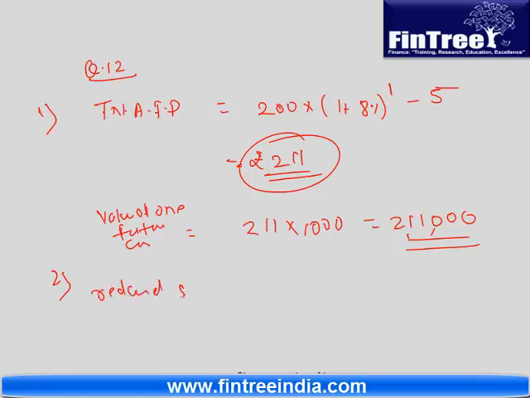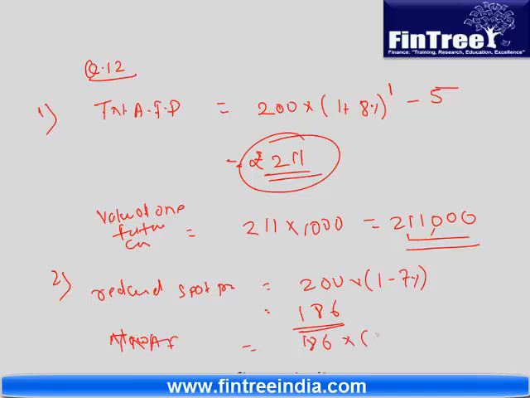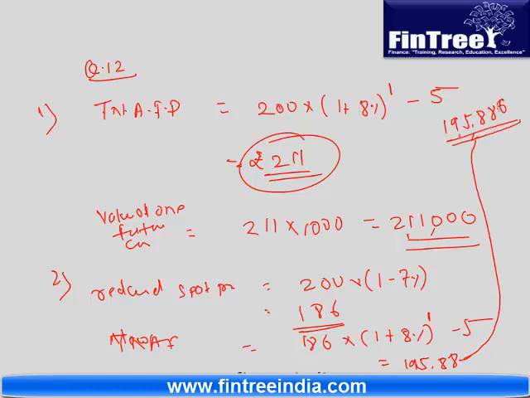So now what you'd say in step 2 is, now reduced spot price is equal to 200 into 1 minus 7%, which is 186. Then new theoretical no arbitrage forward price, 186 into 1 plus 8% raised to 1 minus 5. So this is your new price, 195.88. What we've done is we've reduced the spot by 7% and then again applied the same formula. Now multiply this with 1,000 and find out the value of future contract: 1,95,880. Do we have this price?